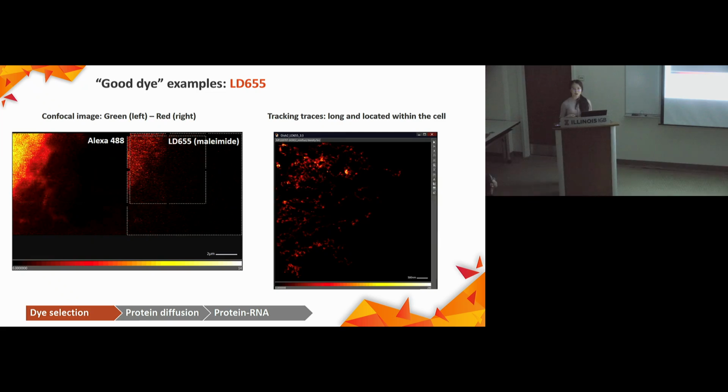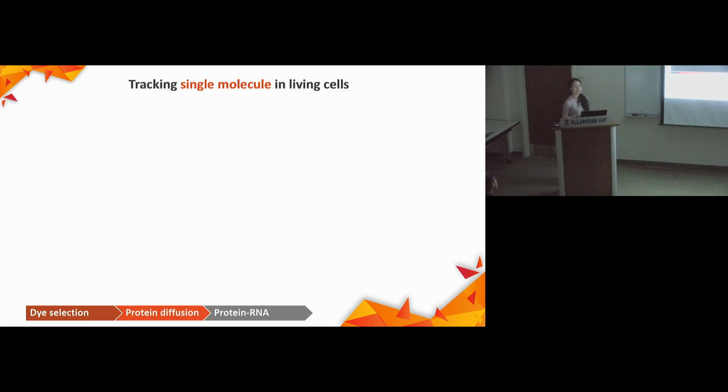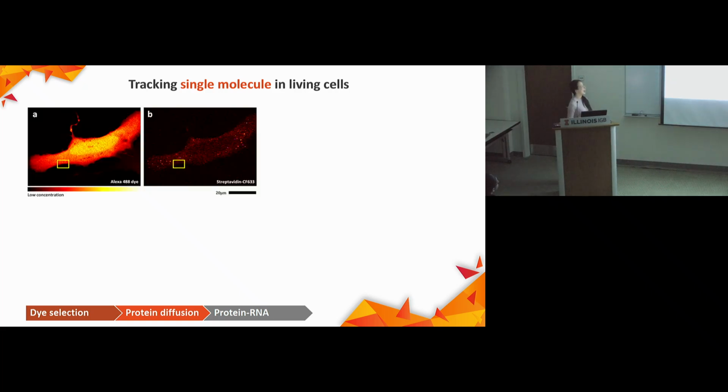The property of those dyes is that they are very photostable and they don't stick a lot in the live human cell. Good. Now we have our best dye selected. The next step is to actually track the single molecule. Let's look at some quantitative data. This is the same cell that we tracked with streptavidin hooked up to CF633 dye.